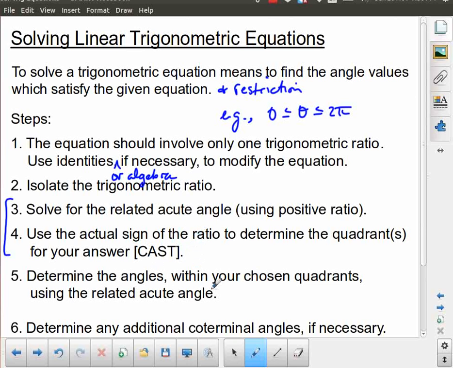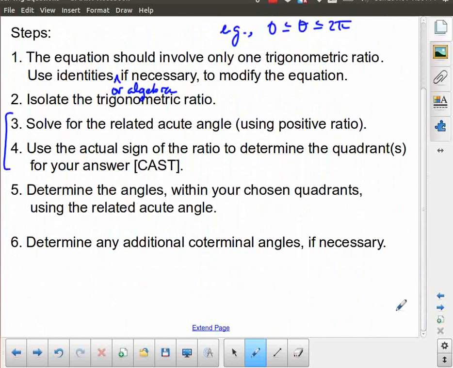And then once we've got our quadrants and our related acute angle, we can find our answer or answers. Usually there'll be more than one answer. Depending on the restriction, meaning depending on the values of theta, you might also have to continue more periods. You might have to add multiples of 2 pi to your answer, or add multiples of the period if it's not 2 pi.